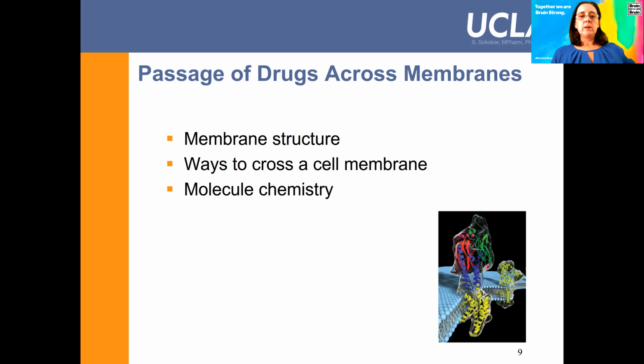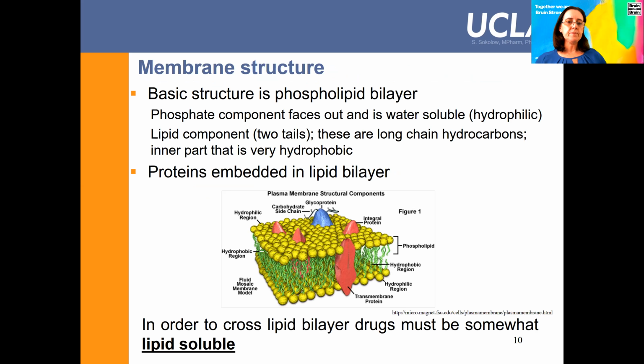Now, how do drugs cross membranes? So we are going to see how that happens and what is important for a drug to cross the membrane. The membrane structure is a determining factor that is going to impact how the drug can cross the cell membrane, and then of course the molecule chemistry. So as I said, the drug needs to cross this lipid bilayer.